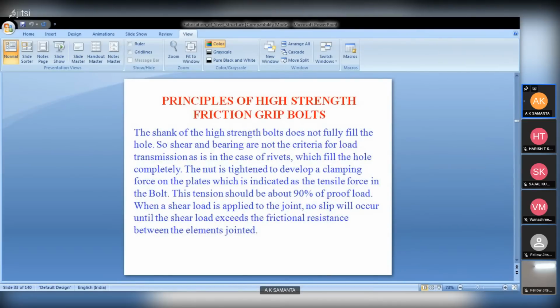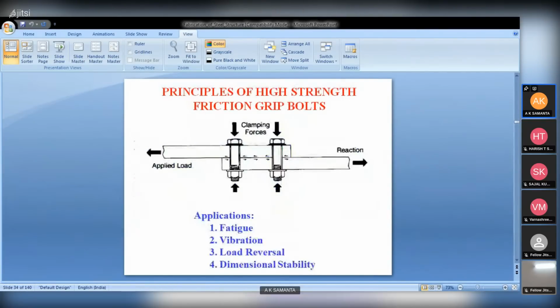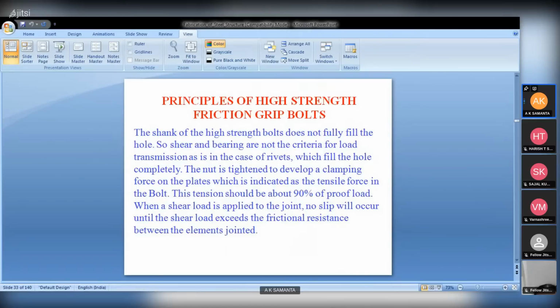Now, the principle of high strength friction grip bolt, what is that? This is the figure you can see where bolt strength is not the factor, rather friction between the two plates is the factor. The shank of the high strength bolt does not fully fill the hole, so shear and bearing are not the criteria for load transmission, as in the case of the rivet, which fills the hole completely.